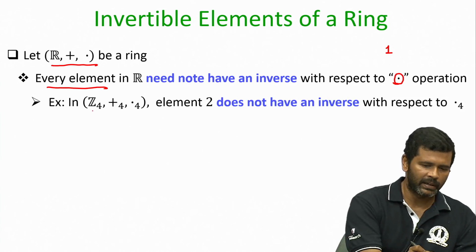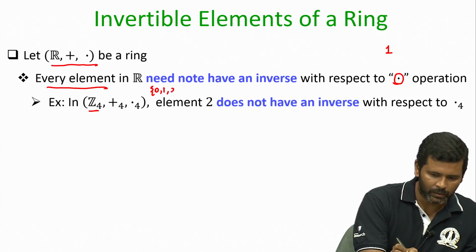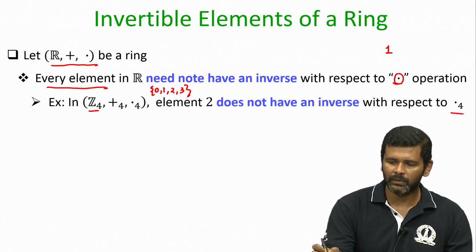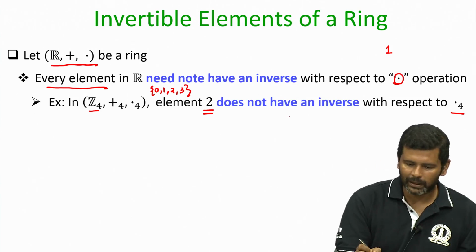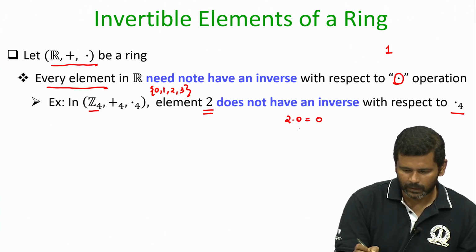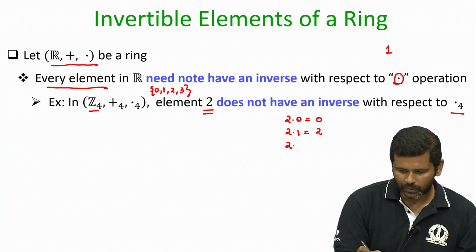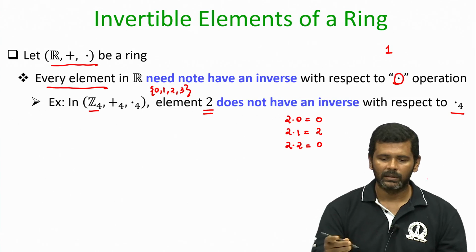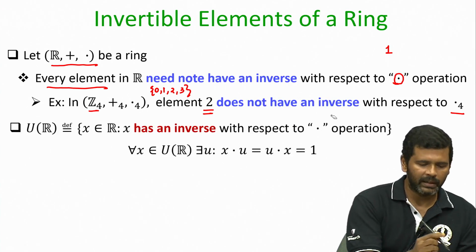So, for instance, if I take this ring Z4, where my Z4 is the collection 0, 1, 2 and 3, then there are several elements which do not have any inverse with respect to the multiplication modulo 4 operation. So, for instance, the element 2 does not have any inverse. You multiply 2 with 0, you get 0. You multiply 2 with 1 and then take mod 4, you get 2. You multiply 2 with 2 and take mod 4, you get 0 and so on. You never get a result which is 1. So, the element 2 does not have a multiplicative inverse here.